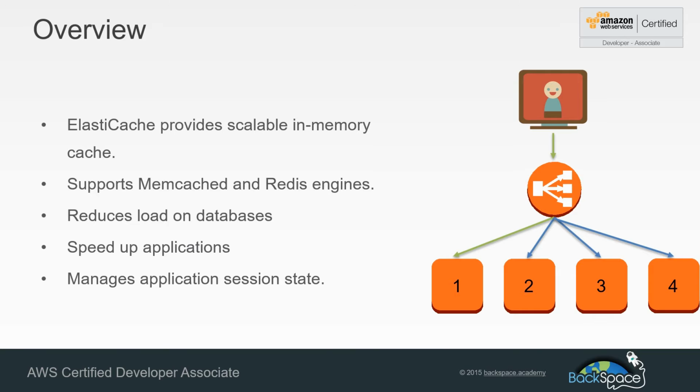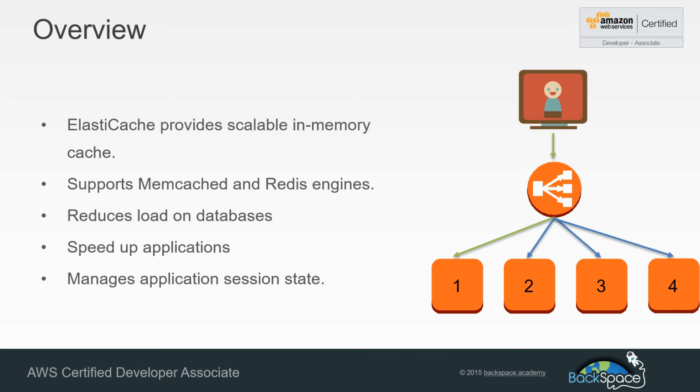So ElastiCache provides scalable in-memory cache. That is different to RDS or DynamoDB, which is data that will be persisted for a significant amount of time, basically for as long as you want it to be. ElastiCache is different in that it's designed for short-term storage of information, and for that information to be accessed very quickly. It currently supports the Memcached and Redis open source engines.